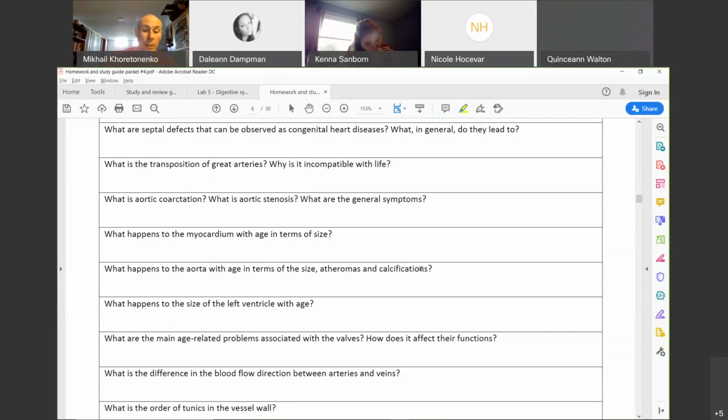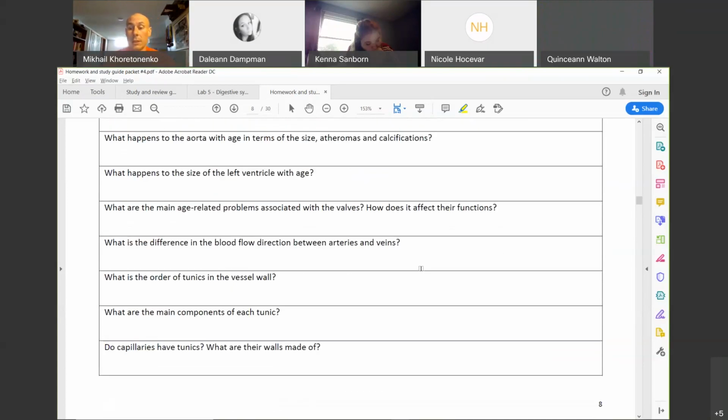Okay, before we move on to the blood vessels, does anyone have questions? So when you said that when the left side of the heart fails, it affects the pulmonary circuit. Yes. Why? Think of it this way.